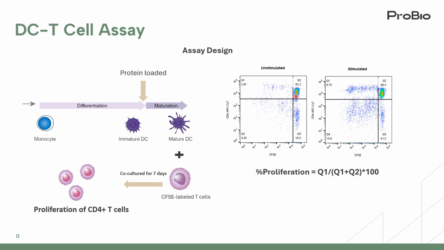As the T cell proliferates, you will see increased percentage in the Q1 quadrant, which is CFSE negative T cell, and decreasing percentage in the Q2 quadrant, which is CFSE positive T cell. And this is how we do the calculation of the proliferation rate for the CD4 positive T cells.